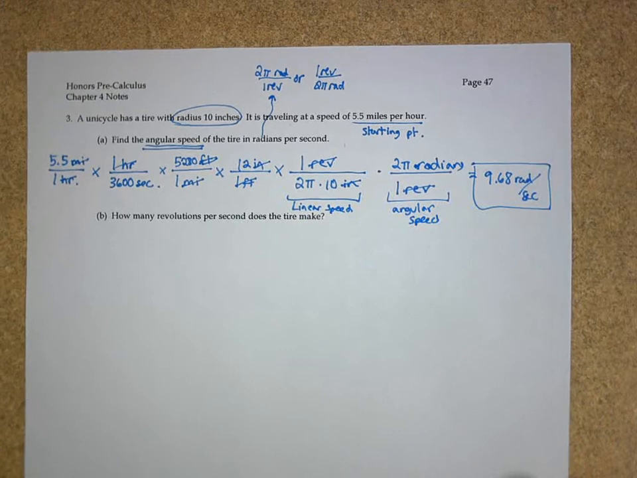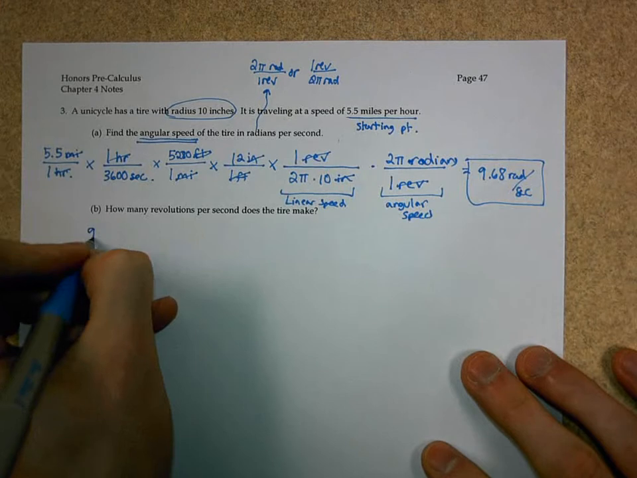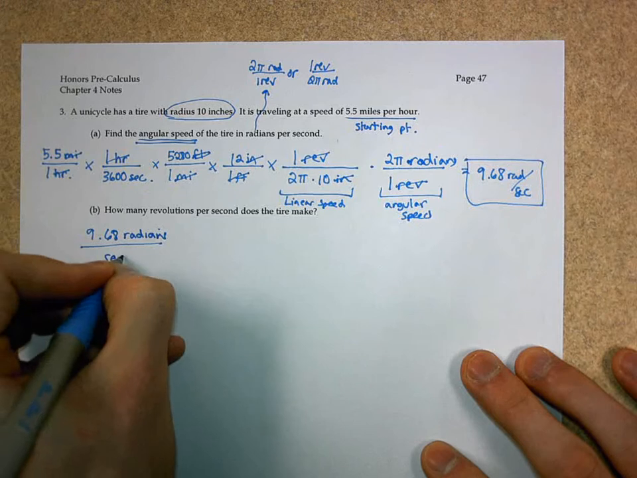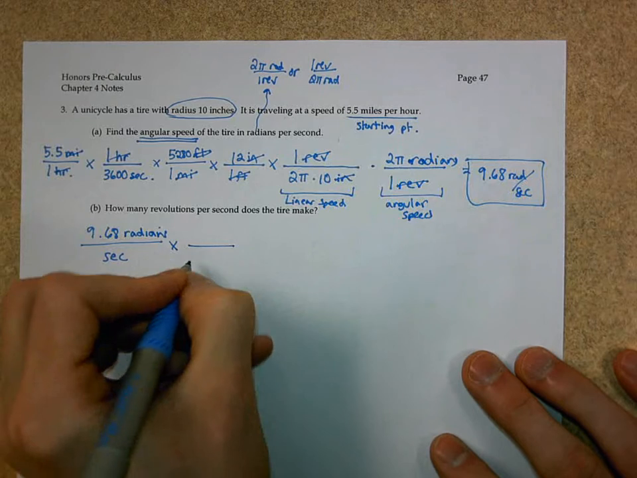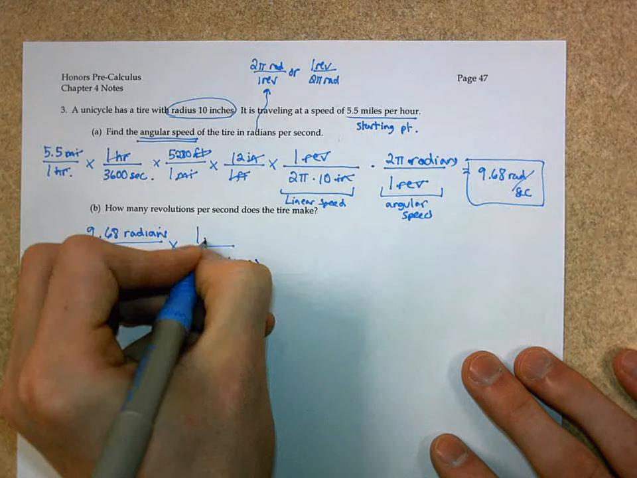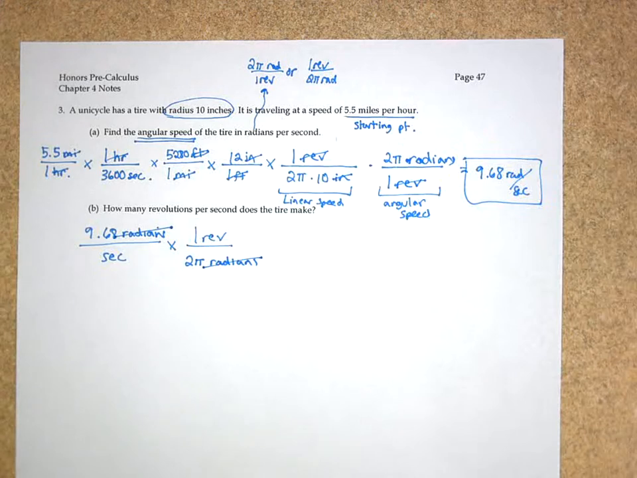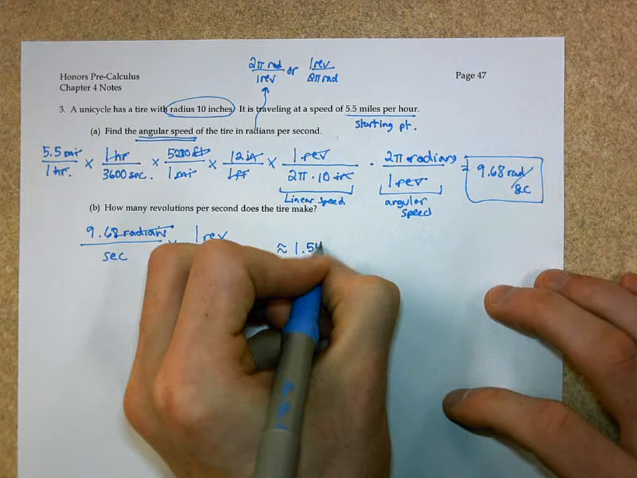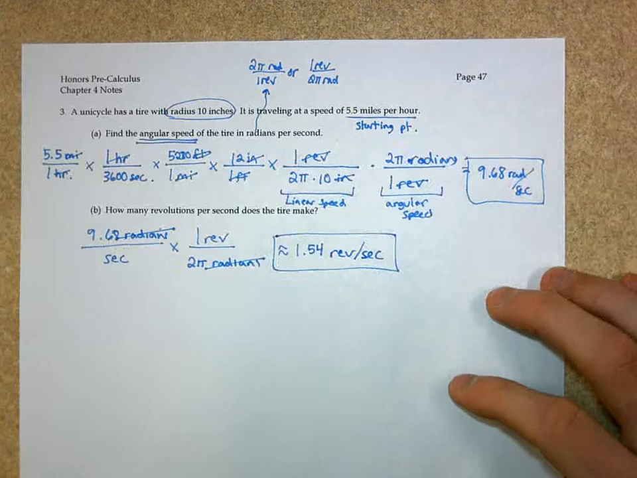The last piece then is how many revolutions per second does the tire make? And if I know I go 9.68 radians per second, that's the piece that I'm given from above, I know that it's 2 pi radians for 1 revolution. Now my radians cancel out, and I'm left with revolutions per second, which is approximately 1.54 revolutions per second.